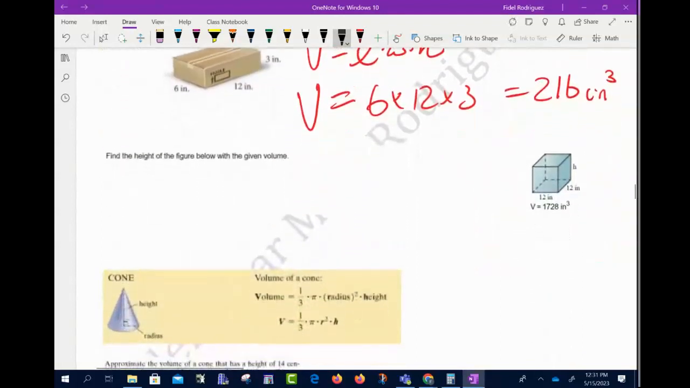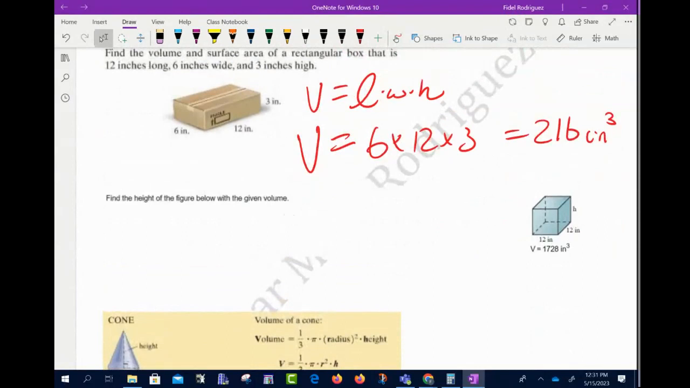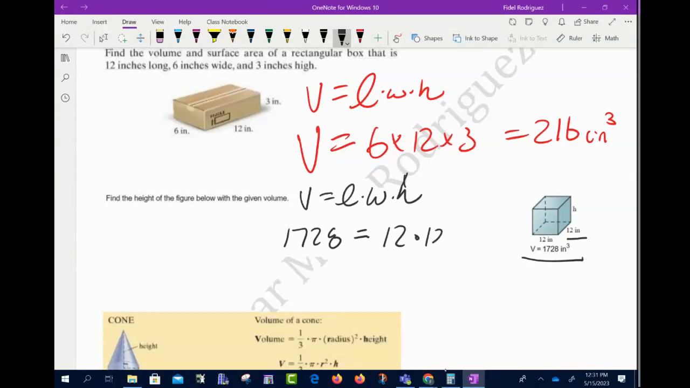Okay. So y'all, I got another problem here. Again, still dealing with volume. And it says, find the height of the figure below with the given volume. Well, it could be. I'm not certain for sure. But look, this is what I want us to do. I want you to think about the formula for the volume. It's the length times the width times the height, right? Okay, look, we already know what the volume is, right? The volume is 1728. The length is 12. The width is also 12. I don't know what the height is. It's possible that it's 12, but it doesn't necessarily need to be 12.